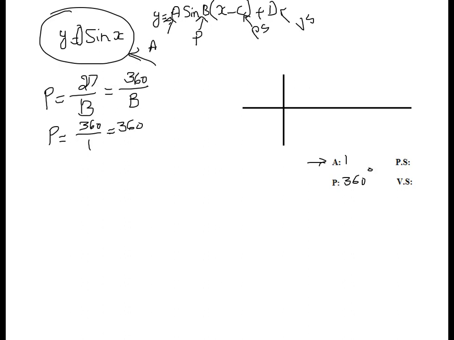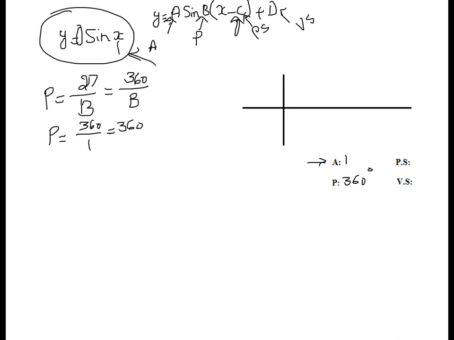Now the next parameter that we are going to find is phase shift. Phase shift is the number which is inside the bracket here. This is your phase shift, C. Okay? Now, in the general form it is negative C. If C is positive, you move to the right. If it's negative, you move to the left.